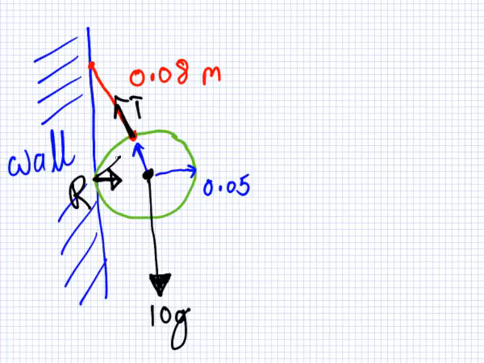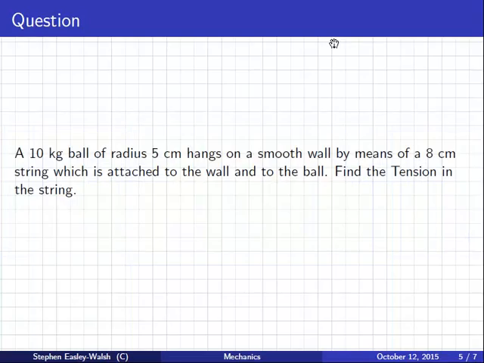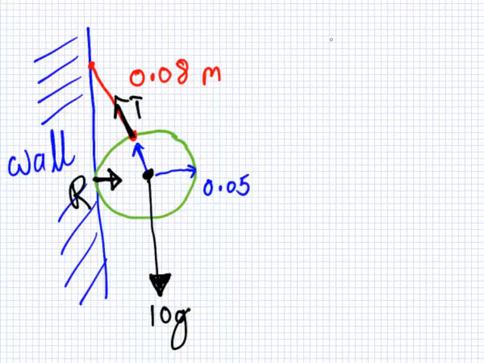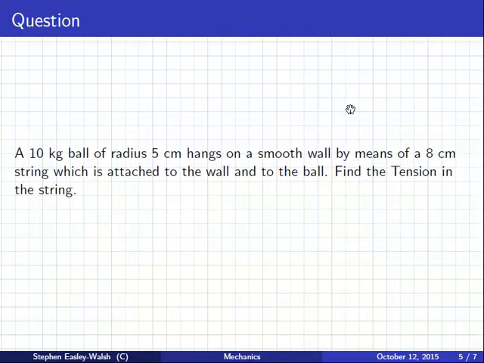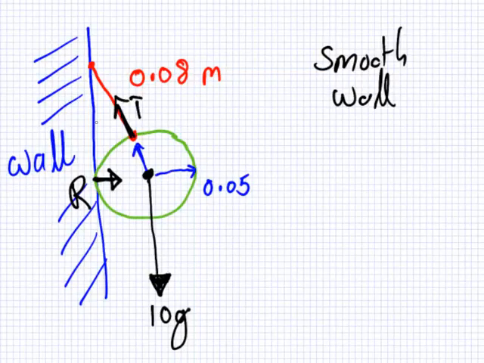I should actually say, I don't think I said it in the question. I should have said this is a smooth wall. Smooth wall means it's like ice. There's no friction. If you put your hand down, it will slip. So there's no up force here on a smooth wall.